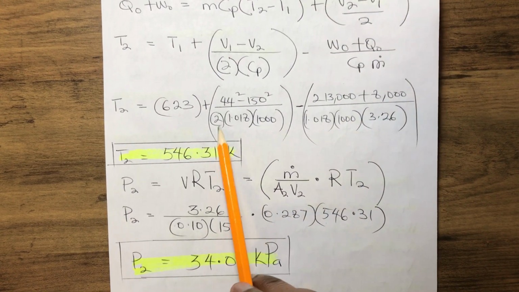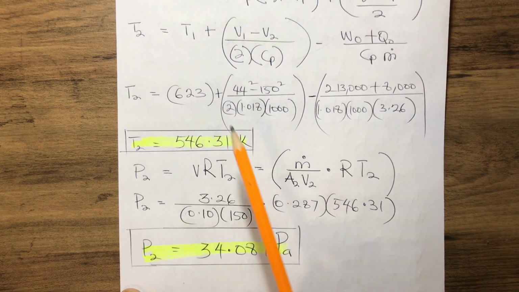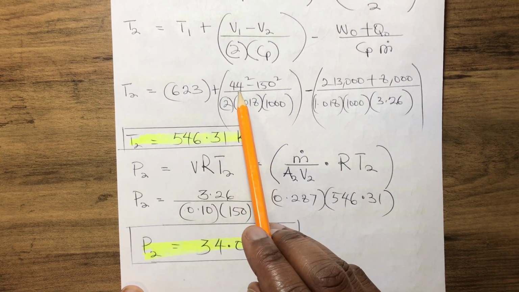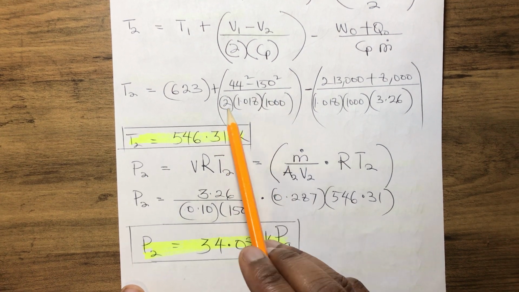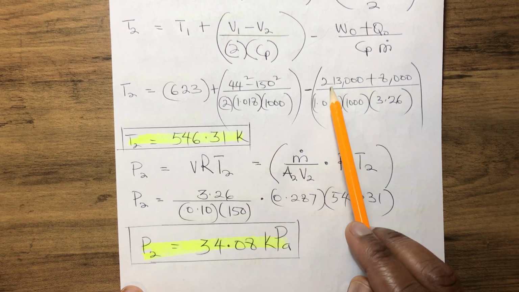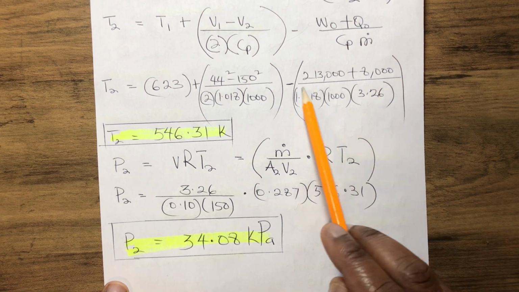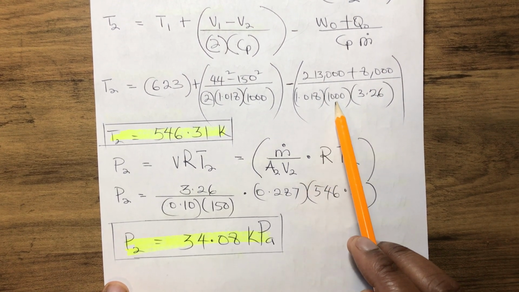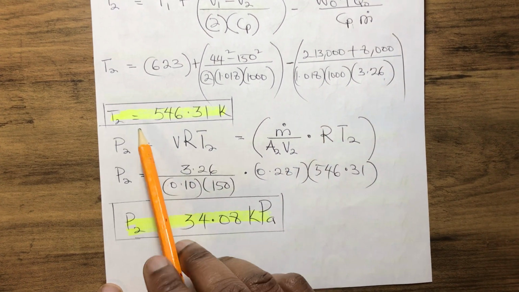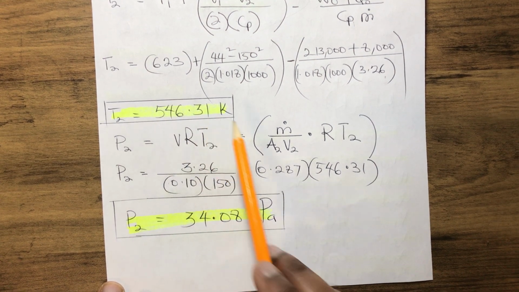From there, we have our T2, which equals 623 plus, in bracket, 44 squared minus 150 squared over 2 multiplied by 1.018 times 1000, minus 213,000 plus 8,000 over 1.018 times 1000 times 3.26, which is being given here. Now we have our T2 being calculated, which is 546.31 Kelvin.